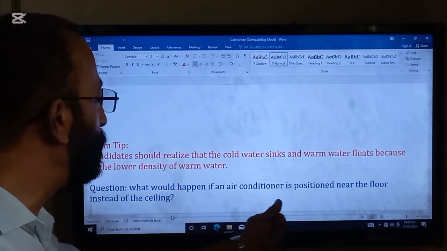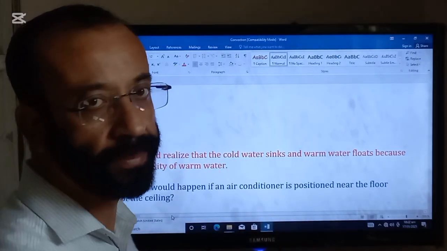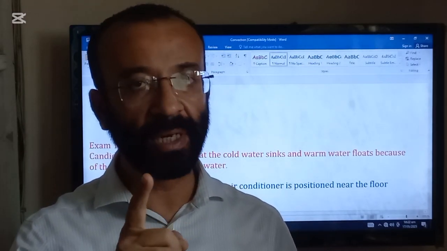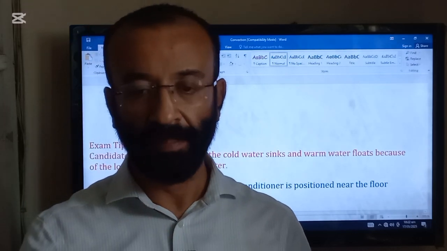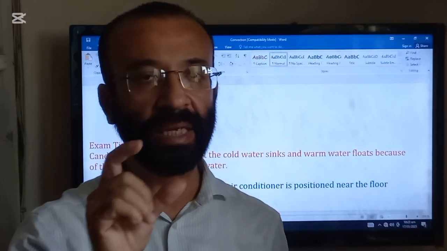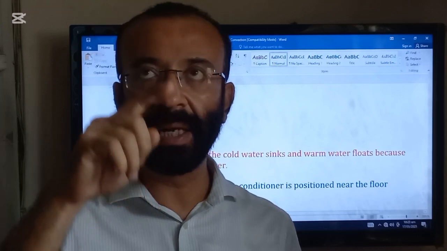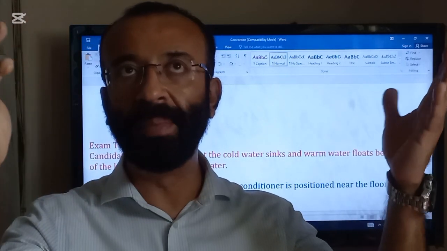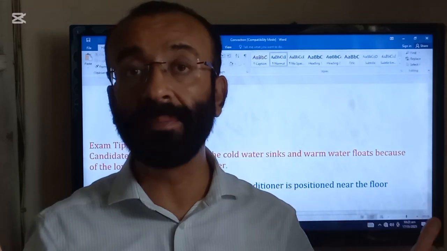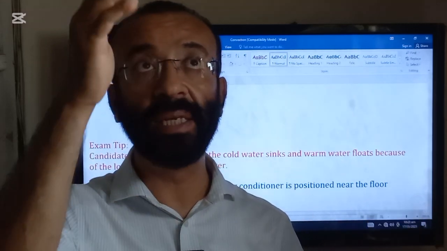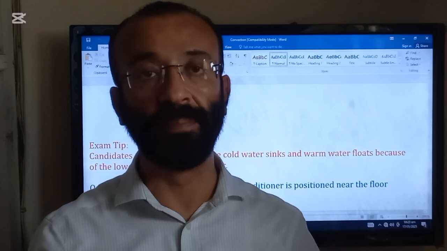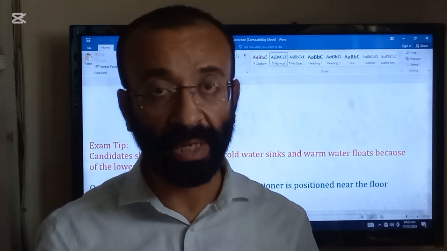A question is here. What would happen if an air conditioner is positioned near the floor instead of the ceiling? If the air conditioner is placed near the floor rather than the ceiling, the convection current will be difficult to take place, because if the air conditioner is placed near the floor, the air near the floor will get more dense and the air above will be less dense. So convection current will be hard to take place. So the room will take much more time to cool. So the air conditioner should be placed near the ceiling rather than the floor. That's why the convection current will be easy to take place and the room will cool in less time.